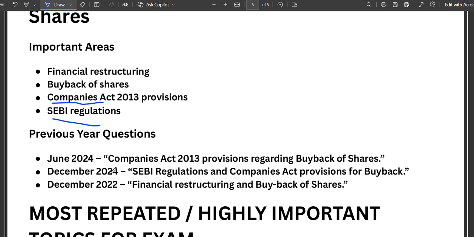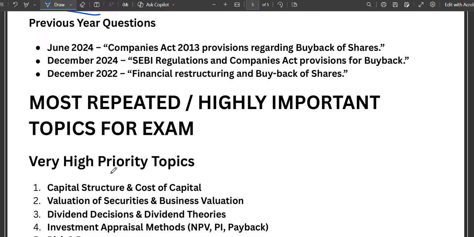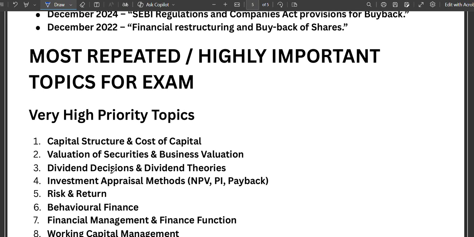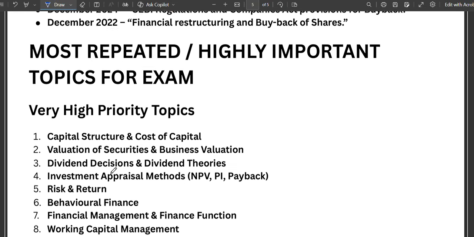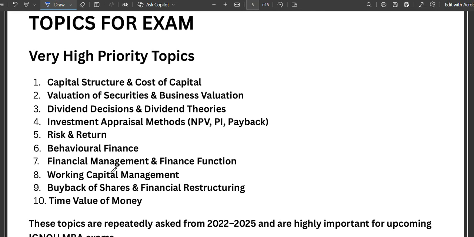So the most expected topics. Based on the previous year question analysis from June 2022 to 2025, the most important topics for upcoming exams are cost of capital, capital structure, valuation, dividend theories, NPV and payback numericals, behavioral finance, risk and return, time value of money, buyback of shares. So once you finish your revision, make sure that you refer to these topics once again and remember them properly so that you can write confidently.